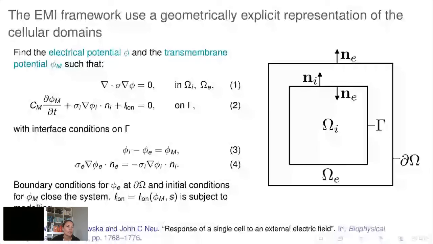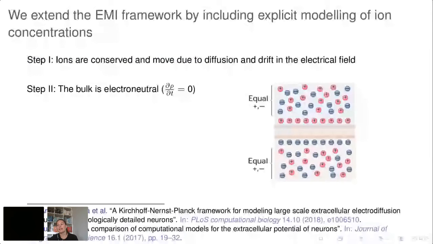And this IMA framework only models potentials, as you can see. And what we have done is that we have extended this framework to also take into account varying ion concentrations. And we have done this by 2 main assumptions. The first one is that ions in the intra and extracellular domains are conserved and that they move due to either drift in the electrical field or diffusion. And the second assumption is that the bulk is electroneutral.